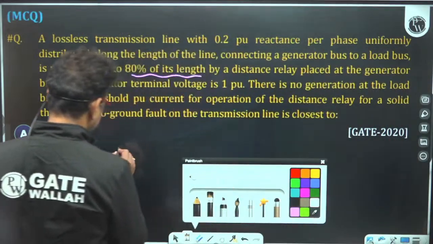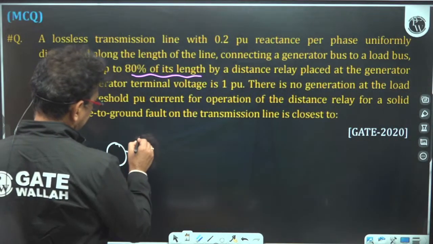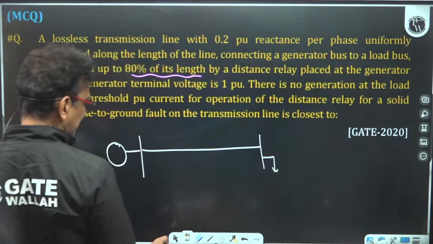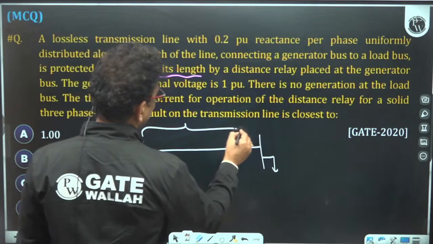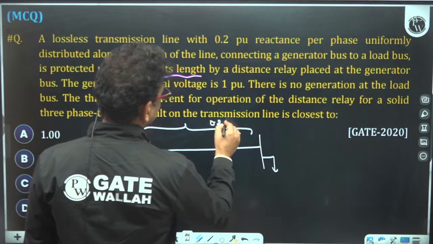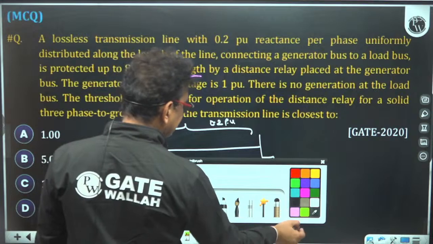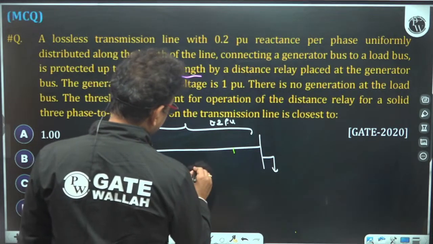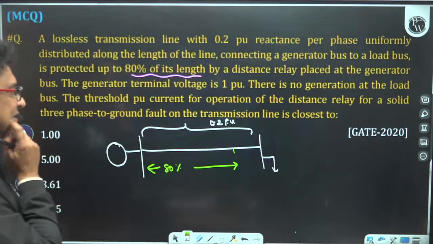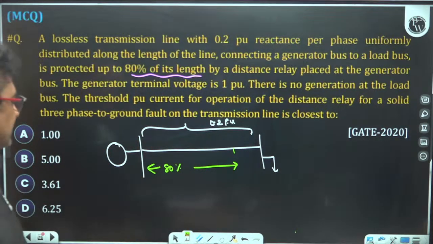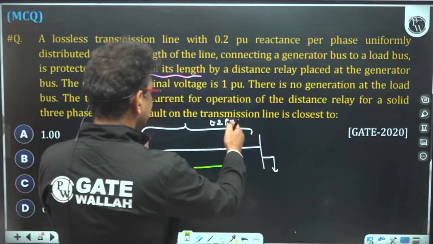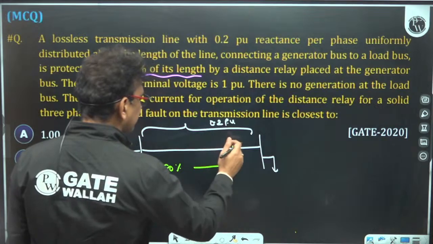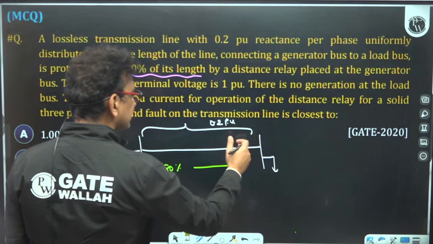So there is a source, a generator, a bus bar, and there is a load. The total line reactance is 0.2 pu. But we want, by using the distance relay, 80% of the line to be protected. That means if the fault occurs in this 80% of the line, then the distance relay should operate. I am not bothered about beyond this point.